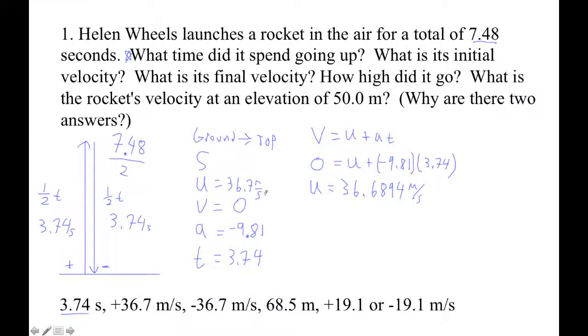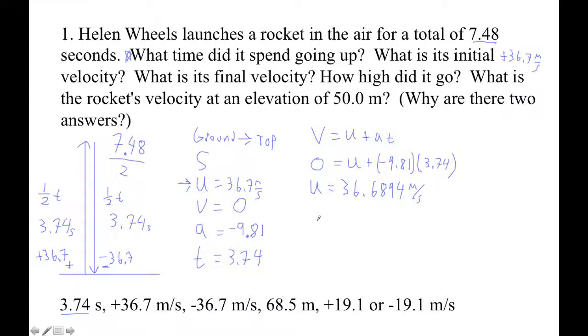Then it asks how high does it go? Now the problem is, do we have a formula that can do that? We don't have a formula for no U. So to figure out the displacement, what's its initial velocity? The initial velocity is positive 36.7 meters per second. That's its velocity leaving the ground. When it hits the ground again, it's going to be negative 36.7, because it's going down. Here it's going up. And this is ignoring air friction, of course.